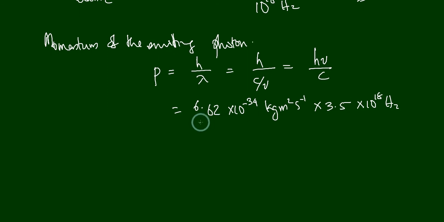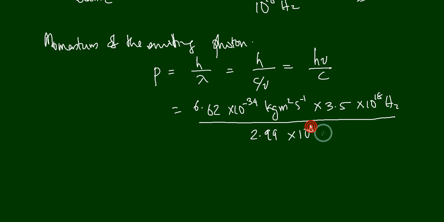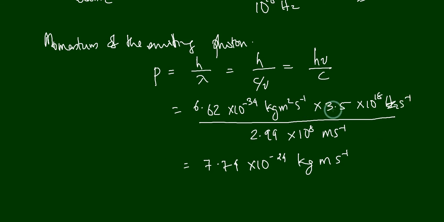Okay, divided by the velocity of light, that is 2.99 into 10 raised to 8 meter per second. So if you are solving this, we will get almost 7.74 into 10 raised to minus 24 kilogram meter second raised to minus 1. Okay, so this hertz you can write like a per second also. Okay, then everything is fine.